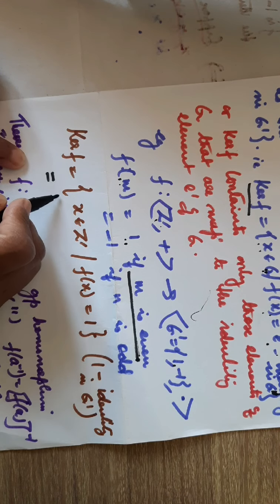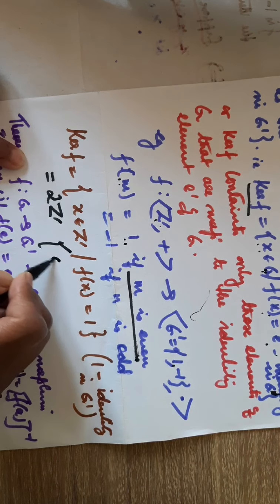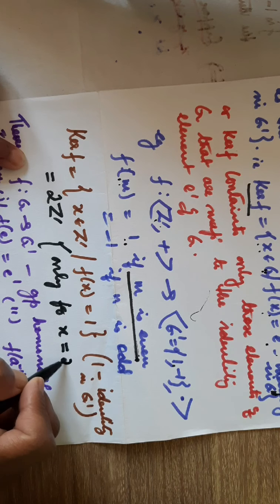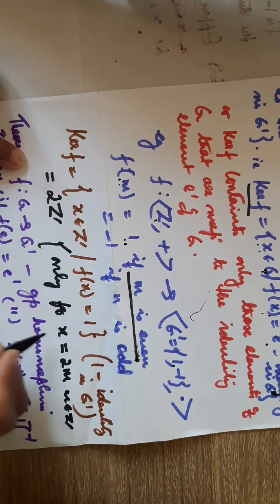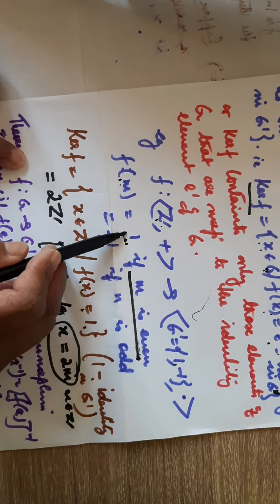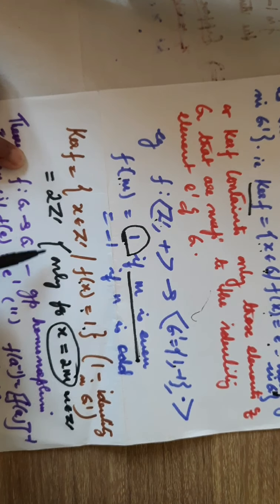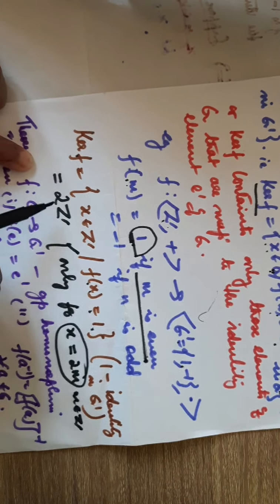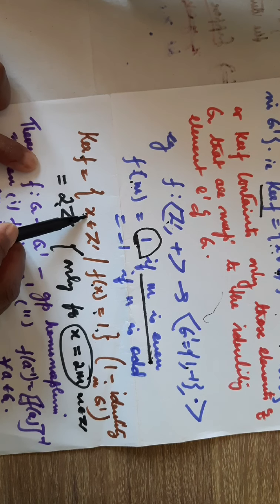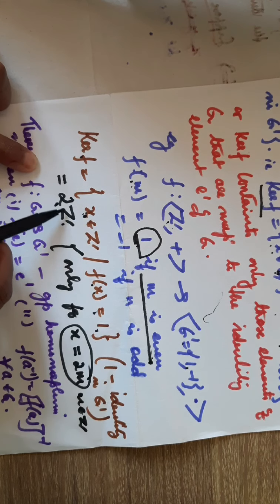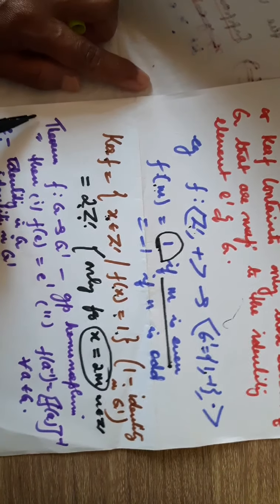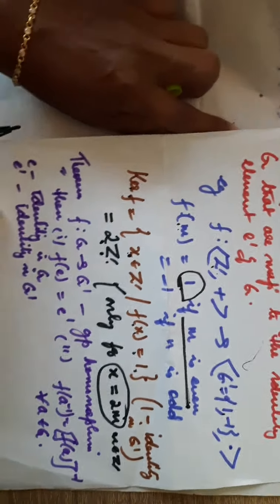So that means this will be equal to 2Z, because only for x equal to 2m, where m is an integer, that means x is an even integer, will f of x be mapped to the identity 1 of G prime. So this kernel of f in this case will contain all those x belonging to Z such that x is an even integer. The set of even integers is denoted by 2Z. So kernel of f in this case will be equal to 2Z. This is a simple example of the kernel of f.